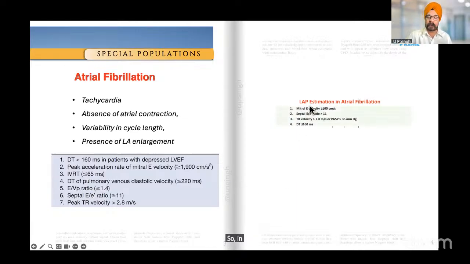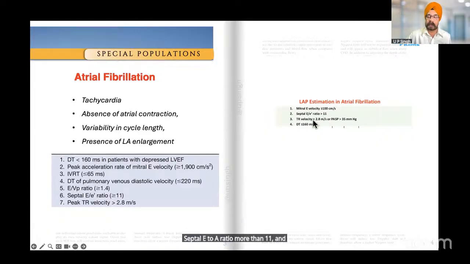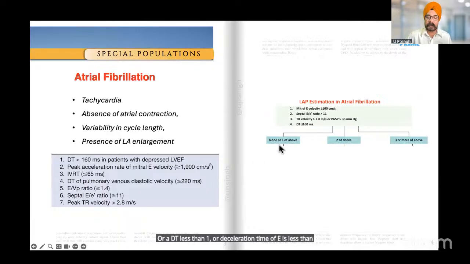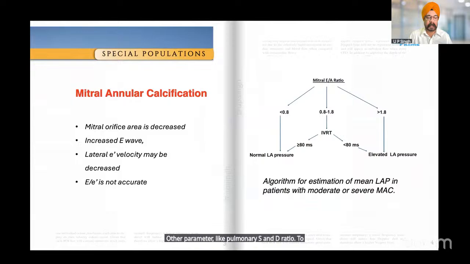So in the estimation, what we do is we take the septal E to E prime ratio more than 11, a TR velocity more than 2.8, or a DT less than 1, or a deceleration time of E less than 160. If none or one is present, then you can say this is normal LAP. In case all three, or all four, or more than three are present, then it is elevated. And in other situations, you can use other parameters like pulmonary S and D ratio to finalize the diagnosis.